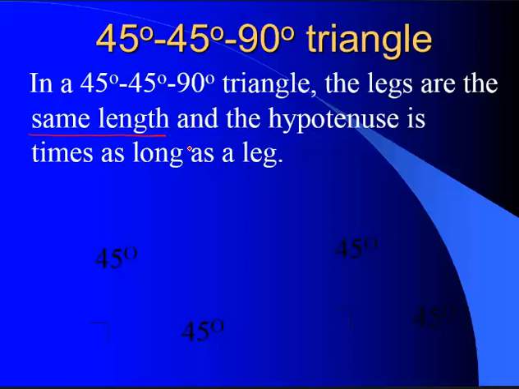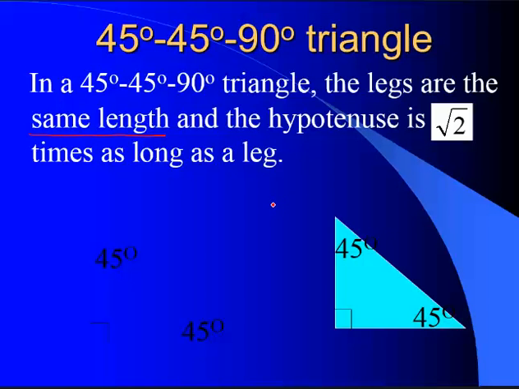And the hypotenuse is square root 2 times as long as the leg. So whatever the leg length is, your hypotenuse is going to be square root 2 times that. So here's my two leg lengths. They have to be the same. And then all I do is put a square root 2 after that for my hypotenuse length. So it's real easy when you're going that direction.